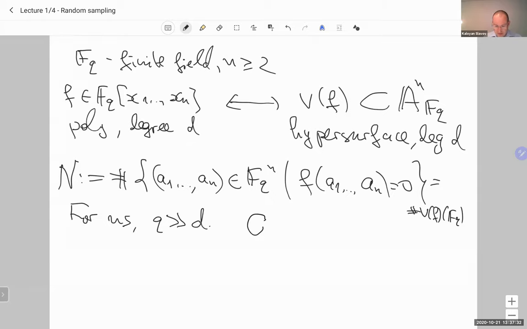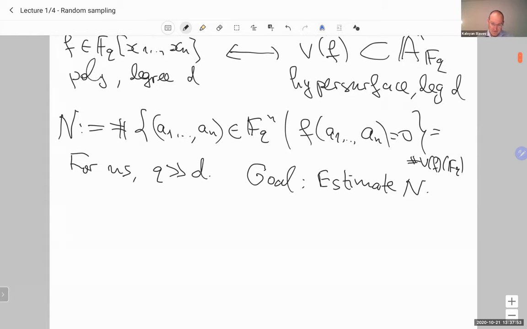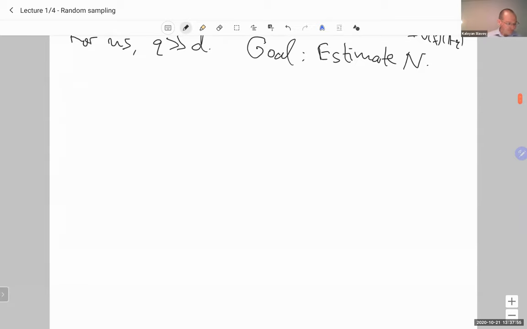And the goal today is to estimate this quantity capital N. This is a problem that has been well researched. It's of interest to number theorists, algebraic geometers, arithmetic geometers. It's a problem that we'll look at today.